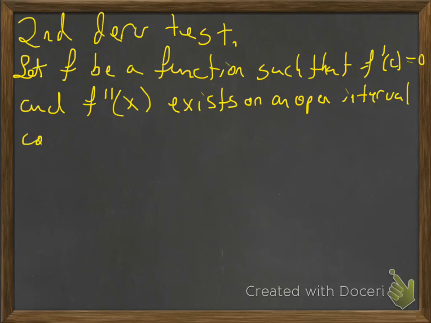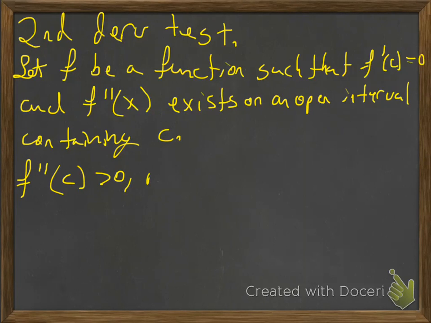We can't have the other part of the critical number, where the derivative does not exist at that point. Because if the derivative does not exist at that point, then I can't take the second derivative at that point. If the second derivative existed, that would mean the first derivative should have existed and been continuous, and it's just a mess. So don't go there. Anyways, f double prime of x exists on an open interval that contains c.